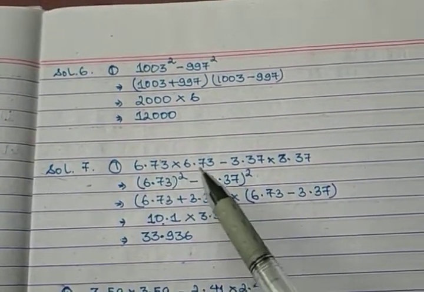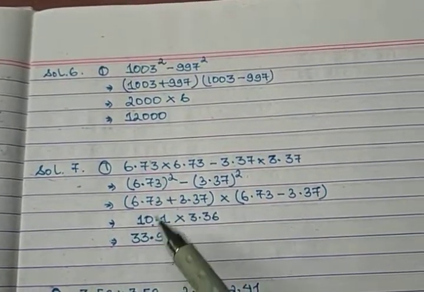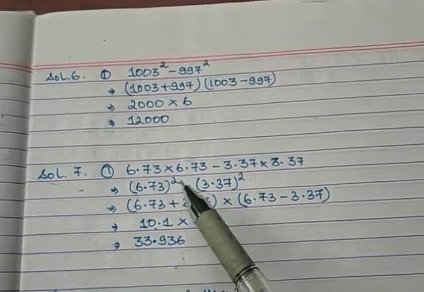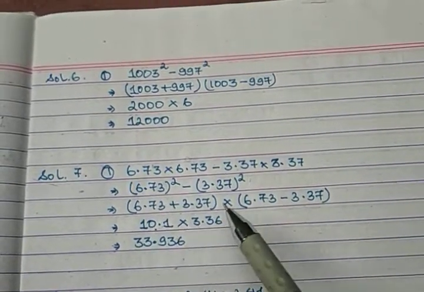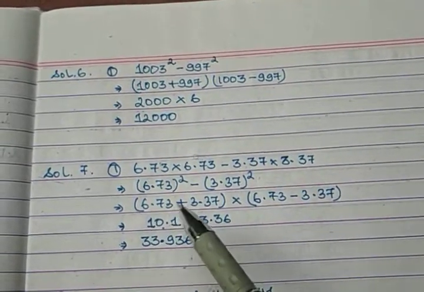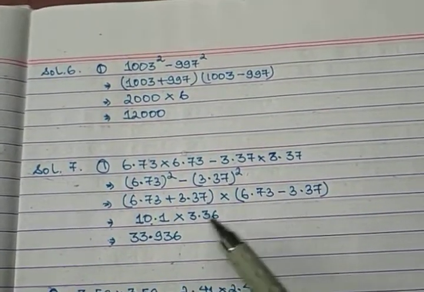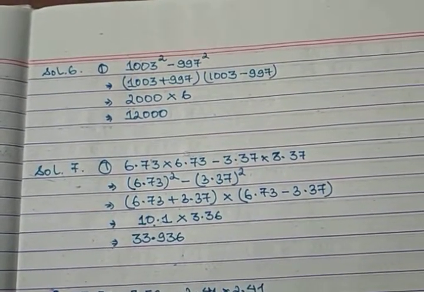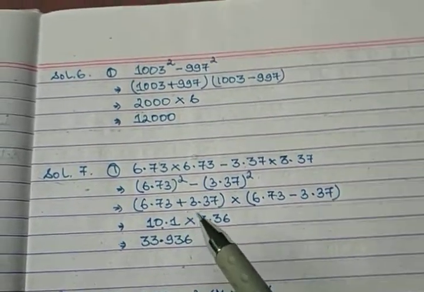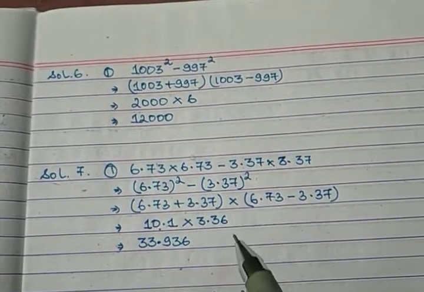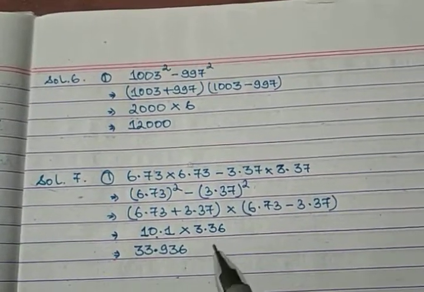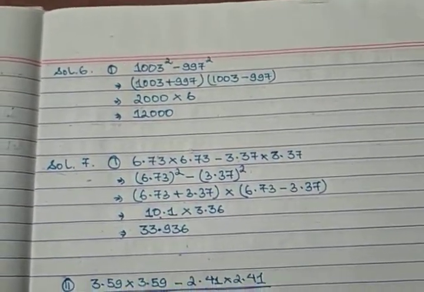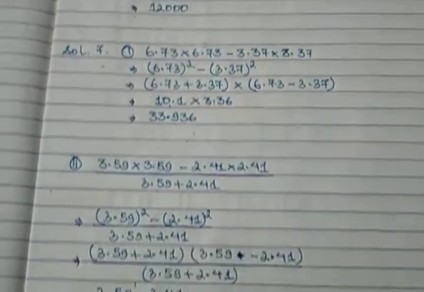So 6.73 into 6.73, we can write it as 6.73 whole square minus 3.37 into 3.37, so 3.37 whole square. Again, a square minus b square, so a plus b, a minus b. After adding these two, I got 10.1. After subtracting these two, I got 3.36. Now multiplying these two, you will get 33.936. Just as I've already said, no matter what number is given, you will get your answer. But if it was given 3.27, it would have been easier. I guess there's a slight printing error.